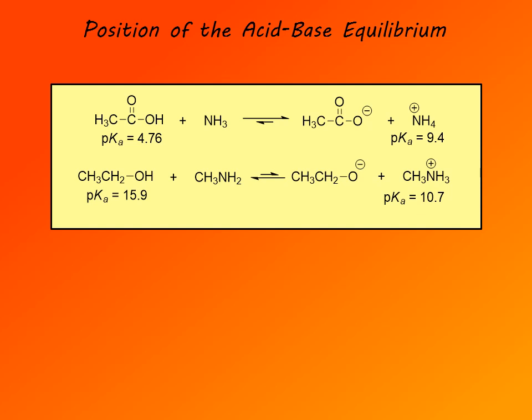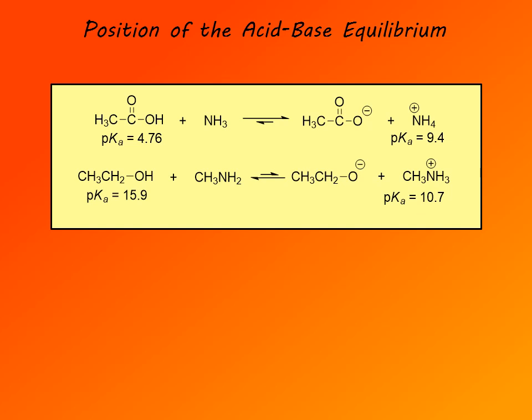And so here we have a couple of examples. We have an example of the reaction of acetic acid with ammonia. Acetic acid obviously acts as an acid, ammonia as a base. The conjugate base is the acetate anion, and the ammonium cation is the conjugate acid. So the question is, where is the equilibrium going to be?